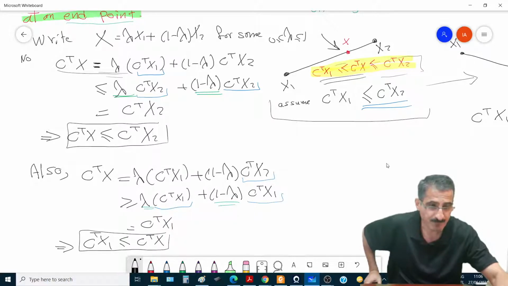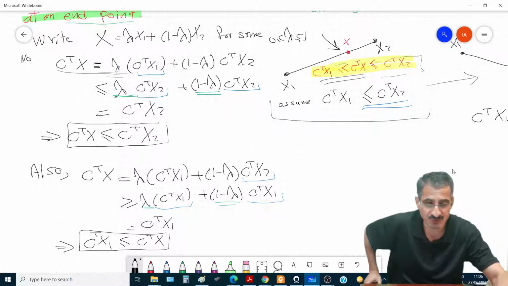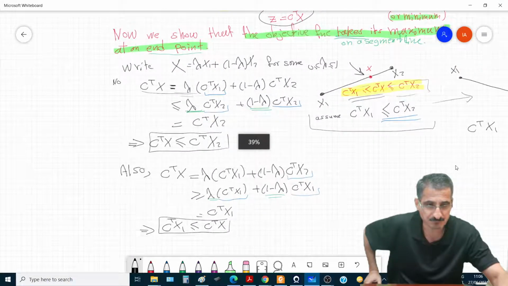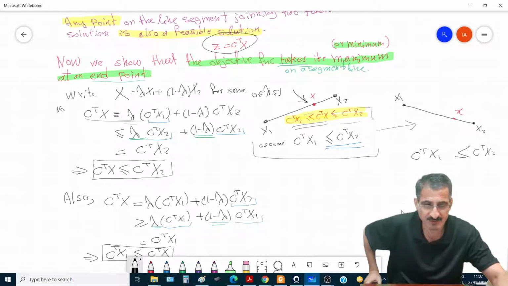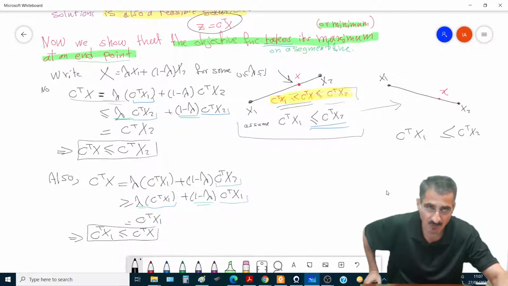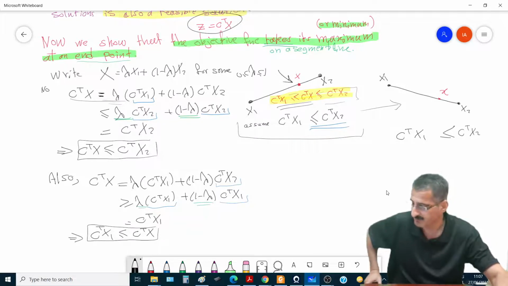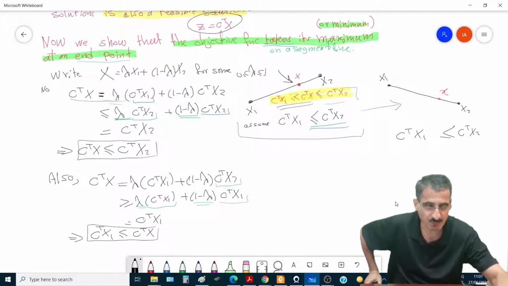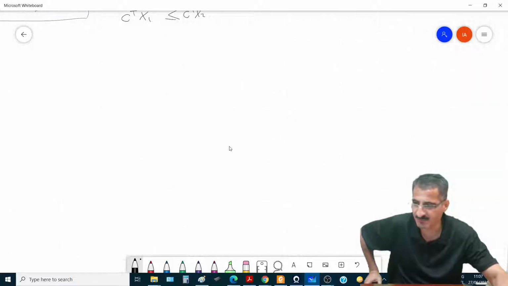So good. If we have two feasible solutions, then the function will take a minimum or maximum on the endpoints. Good? This is what we want to show. How will this help us later?